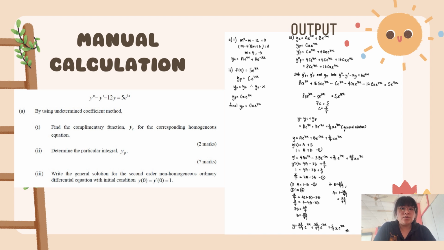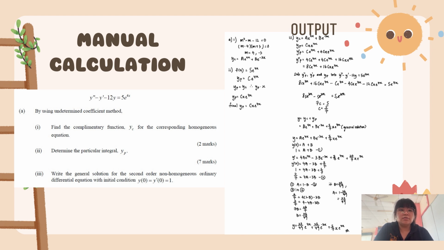We have to differentiate yp so that we can get ce to the power of 4x plus 4cxe to the power of 4x. Then we have to differentiate yp again, so that we can get 8ce to the power of 4x plus 16cxe to the power of 4x. We have to substitute y double prime p, y prime p and yp into the equation given, so that we can find the value of c, which is 5/7.